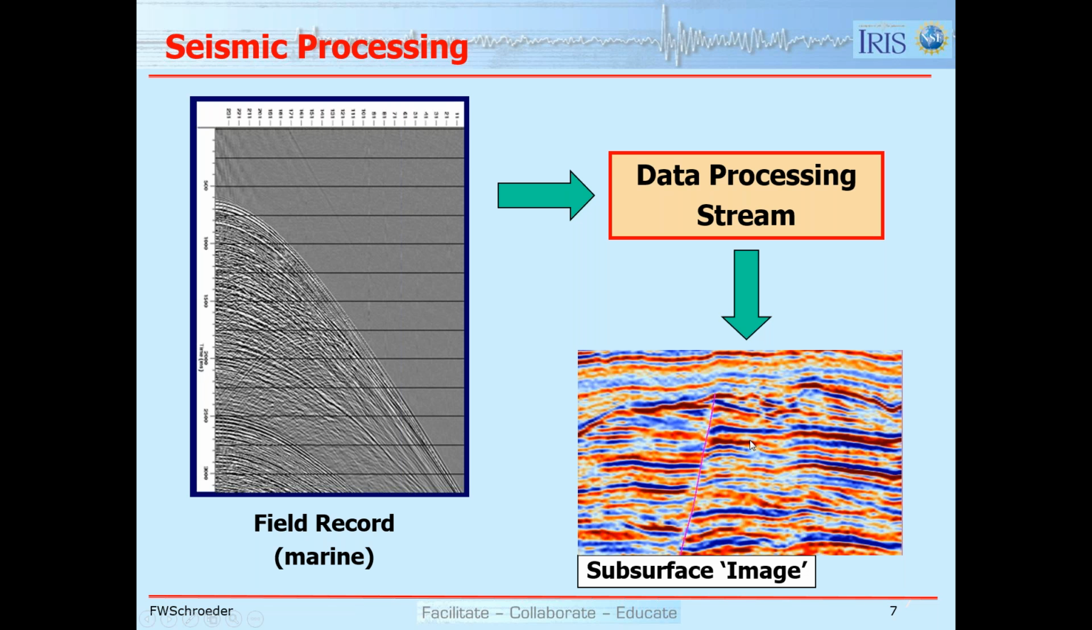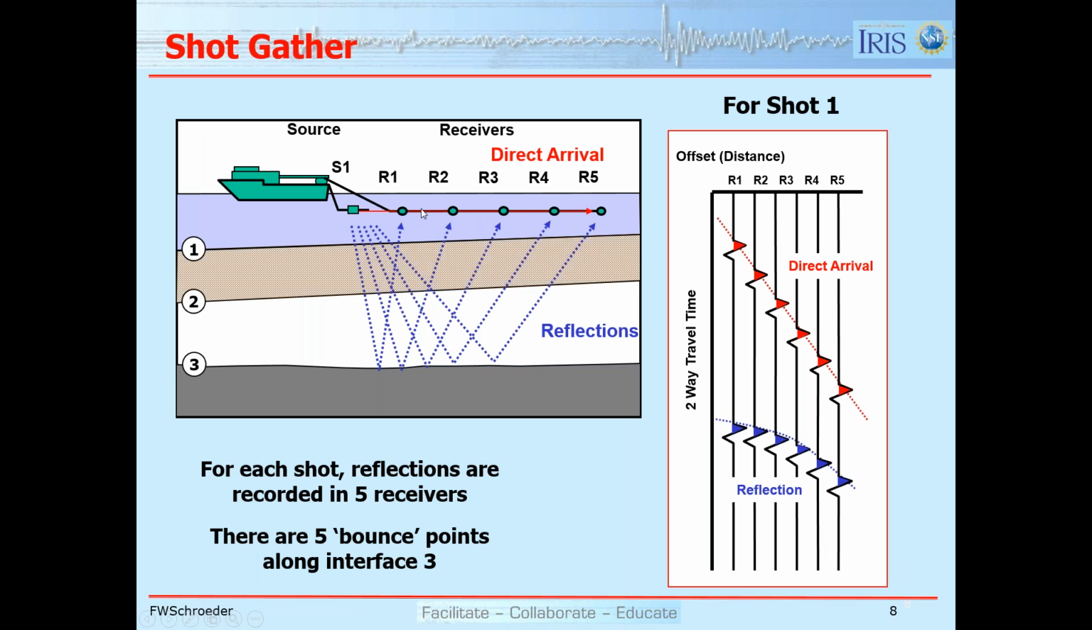So here we have a little diagram. Here's my acquisition boat. Here's the air gun array. So bam, energy goes down, hits interface number 3, comes up into receiver 1. The energy could also go down, hit, and be detected at receiver 2, receiver 3, receiver 4, receiver 5 as shown. So there is a direct arrival that from the air gun goes directly through the water column to receiver 1, to receiver 2, 3, 4, and 5.